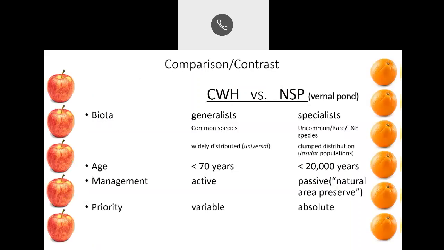Next. So back to apples and oranges. Again, a vernal pool can accommodate the generalists, but it specifically can provide the need for specialized flora and fauna. So they're very often uncommon, rare, even threatened and endangered species that are found in these isolated wetlands, these insular populations that have been around for a long time. Look at the age here. Constructed water holes are less than a century old in most cases, but some of the vernal pools have been shown to date back to the last ice age.